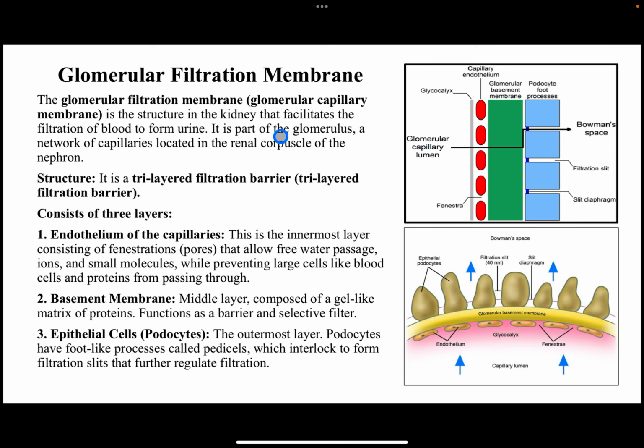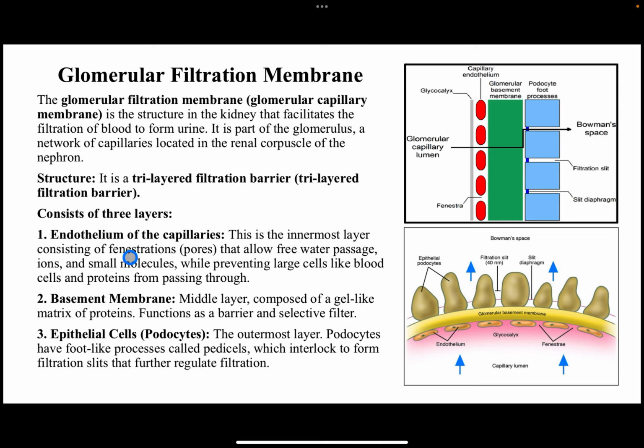It is the structure in the kidney, specifically the nephrons, that facilitates the filtration of blood to form the urine. It is part of the glomerulus, a network of capillaries located in the renal corpuscle of the nephrons. Now, we also call it the tri-layered filtration barrier, and the reason is that it is made up of 3 layers.